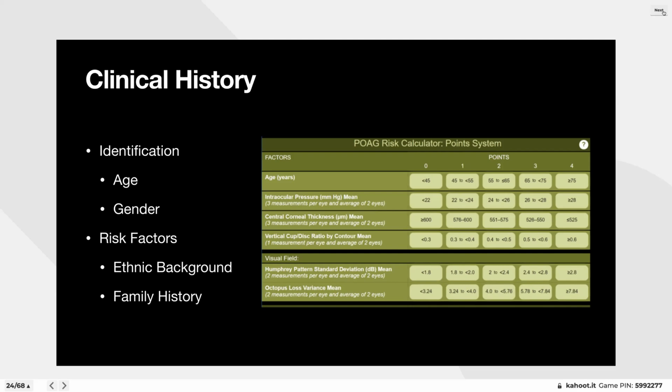To be honest, none of us actually use this, but it does help us to give a sense of, as your age increases, your risk increases. As your intraocular pressure increases, your risk increases. We'll talk a bit about central corneal thickness and vertical cup to disc ratios, as well as visual fields in the next few slides.